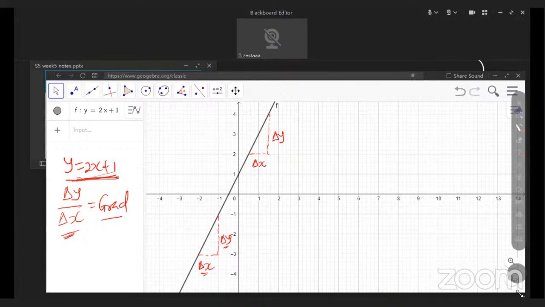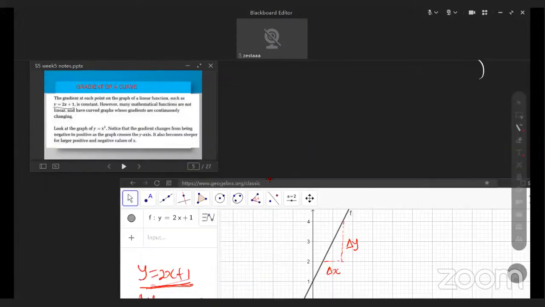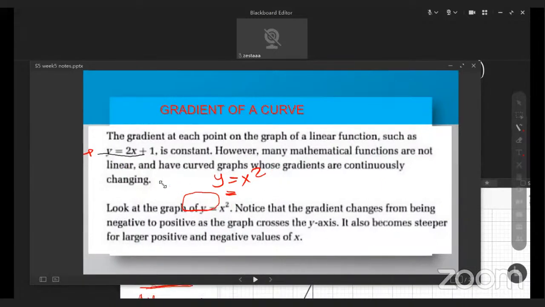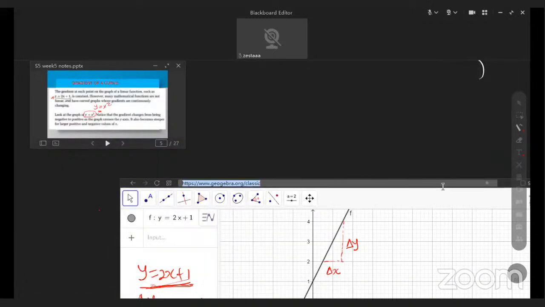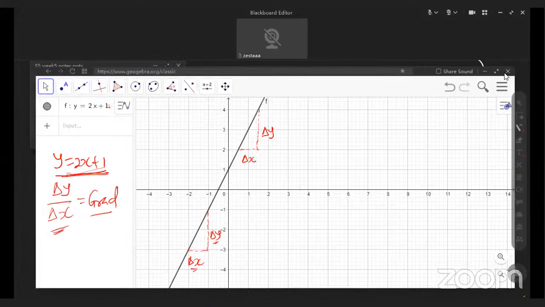Now, the curve here, we are trying to look at this kind of curve. If we have this one here, this is a curve of y equals x squared. So when we have this, you realize that getting the gradient won't be the same. You will not easily get the gradient in the same way as for the line. So how will this graph look like? For this graph, we shall also draw the same thing. Let me change this. Okay.